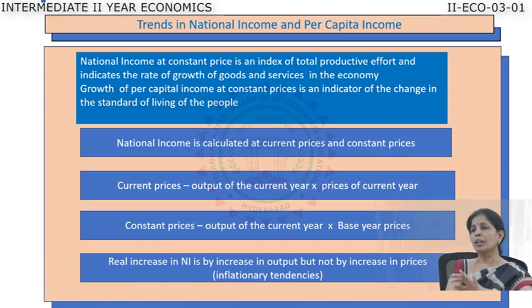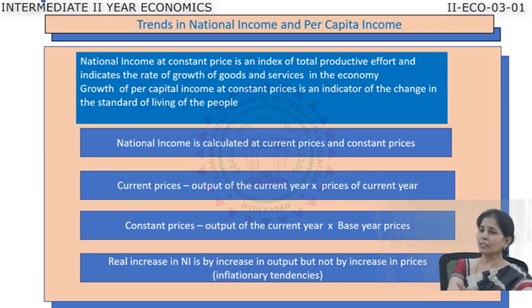So thereby, output of the current year multiplied with the base year prices. Let me talk about this example. If I consider 2021 constant prices, output of 2021 multiplied with the 2011-12 prices, that is the base year CSO has taken recently. When do we consider the real growth in national income?